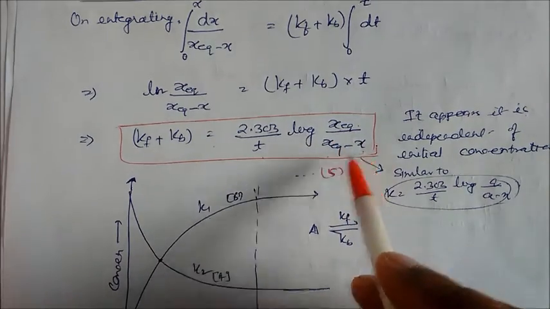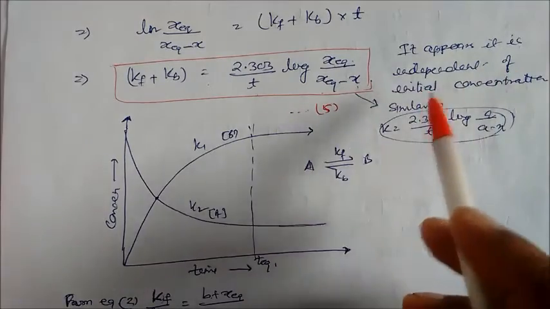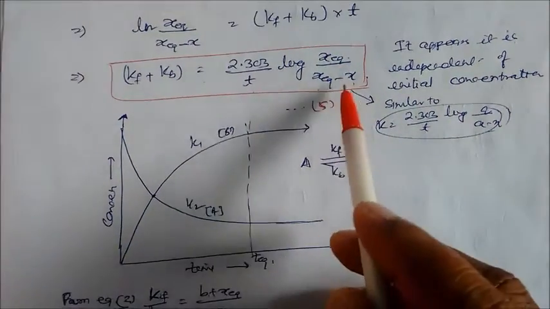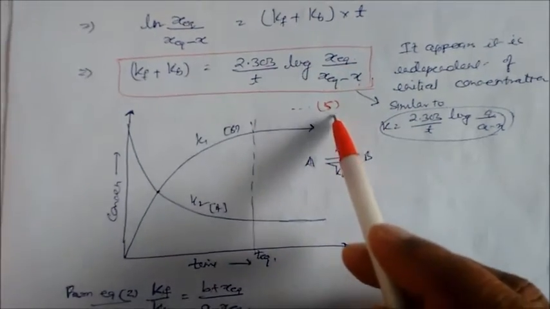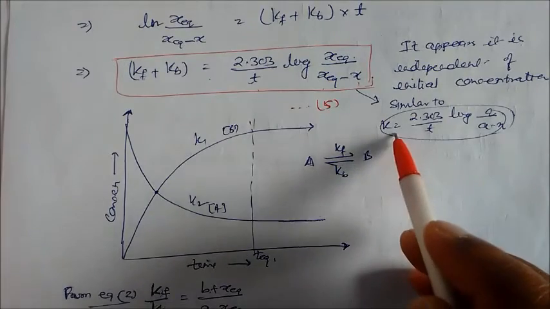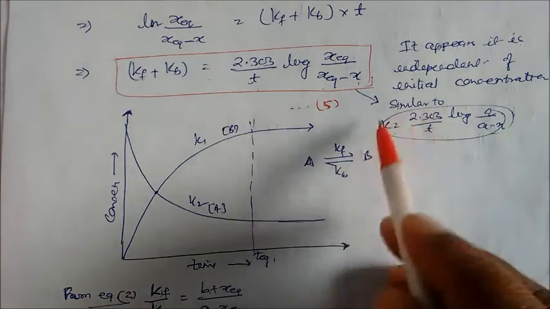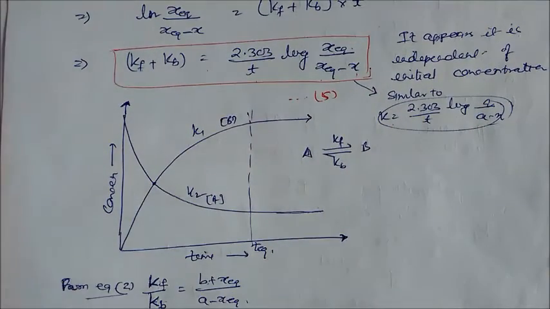Now from here, it appears that it is independent of initial concentration. It looks like there is no initial concentration, but actually x equilibrium is related to the initial concentration in this equation. This equation is similar to k equals 2.303 divided by t into log of a by (a minus x). So this is first order kinetics. This equation becomes the first order kinetics.